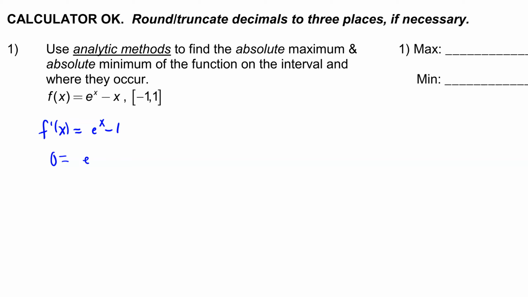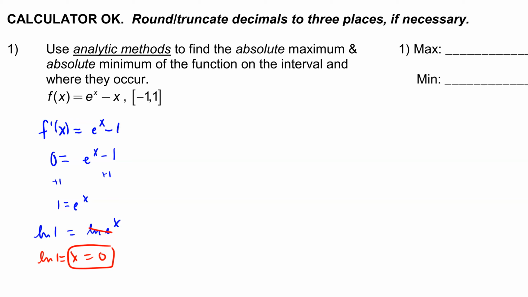So where is this equal to 0? You move 1 over. Where is e to the x equal to 1? At 0. So ln both sides: ln 1 equals ln of e to the x. ln of e is just 1, so ln of 1 is x, aka 0. This is going to be our critical point. So we have an interesting point, and then we have our endpoints.